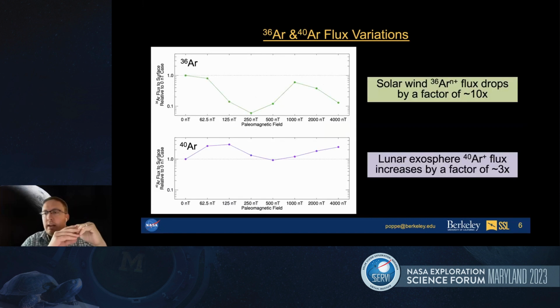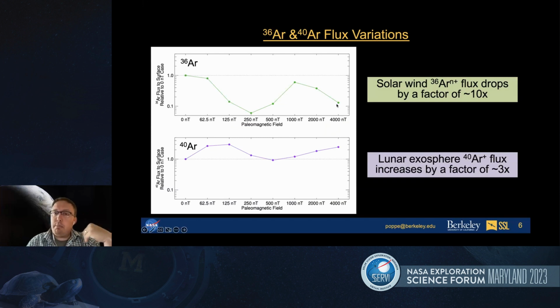If we average over the lunar surface what the total flux is for both argon-36 and argon-40 as a function of the paleomagnetic field strength, we can see in the top panel that for the argon-36, relative to what it is for a lack of any paleomagnetic fields, we go all the way out to the 4,000 nanotesla case, which is the presumed case for the moon.